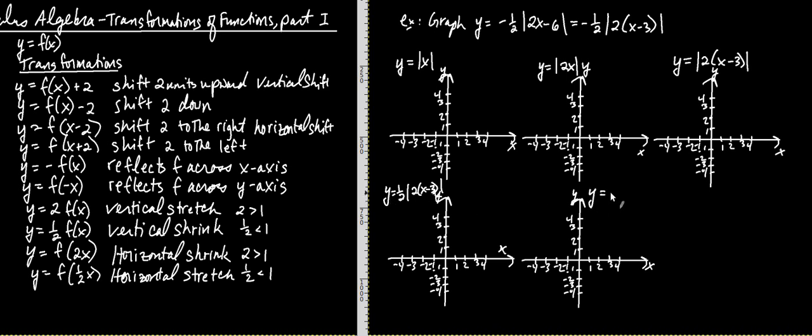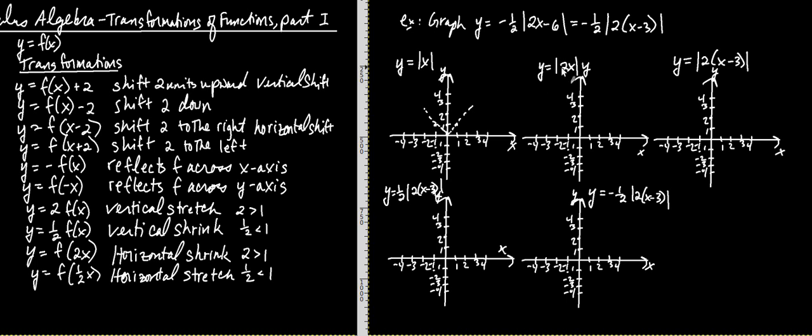So y equals -1/2 times the absolute value of 2 times x minus 3. Okay, so let's go ahead and do this. So just start with the absolute value of x. We're just going to pick 3 points, (-1, 1), (0, 0), (1, 1). And we're going to draw a dotted line through those points, right? It's just the absolute value function.